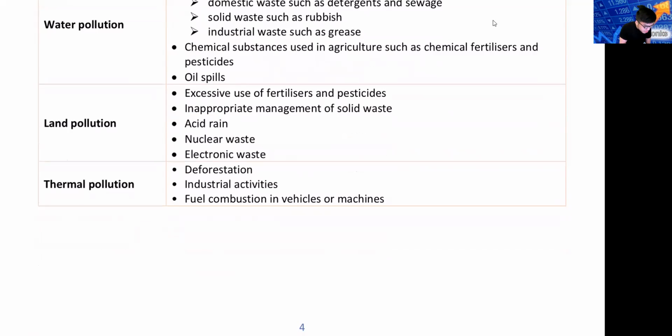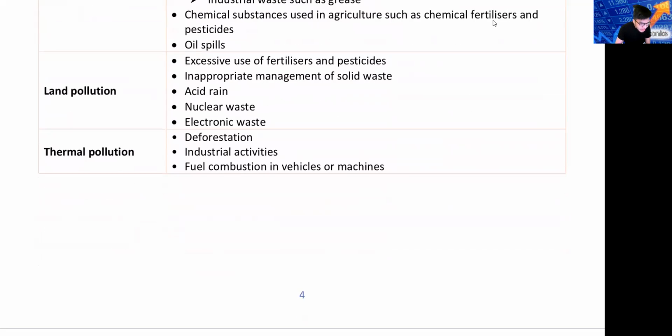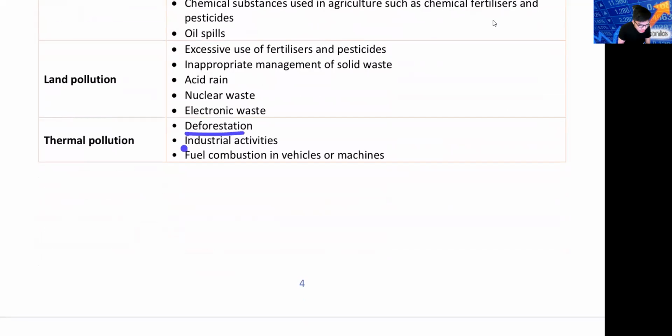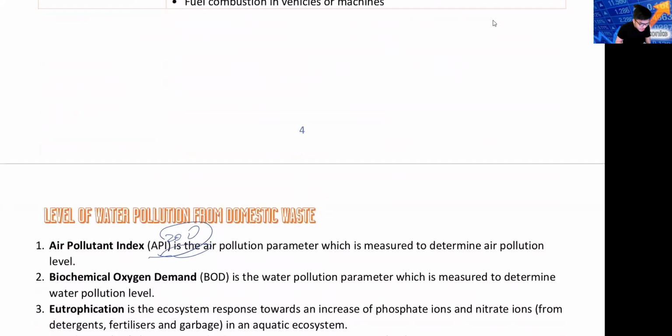And of course, next, thermal pollution. Now, this is heat pollution. When you have deforestation, industrial activity, fuel combustion, you keep putting heat into the air. So the greenhouse effect is a thermal pollution. So you have ice cap melting, you have flash floods, and you have this and that. You learned this in Form 1 to Form 3 already, right?